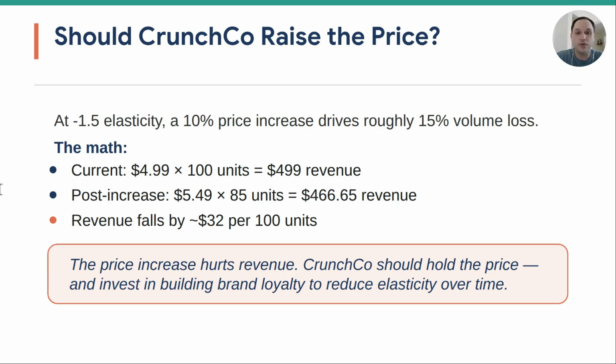The price increase hurts. Crunchco should hold the price, at least for now. The more sustainable long-term play is to invest in building brand loyalty: better products, stronger brand equity, more loyal customers, which would reduce the elasticity coefficient over time and give them the pricing power to raise the price without losing revenue.